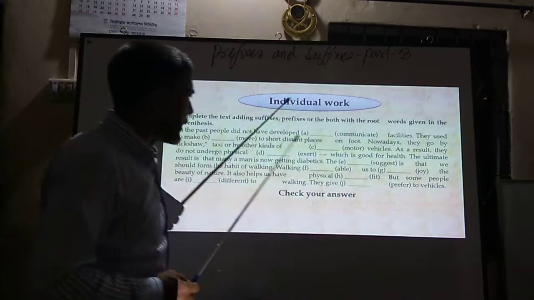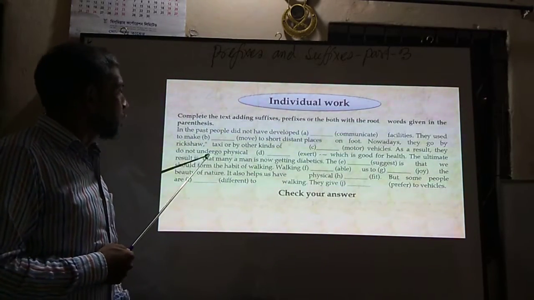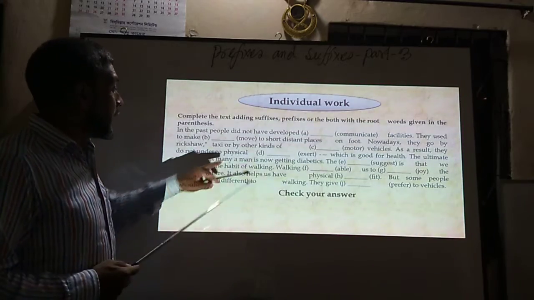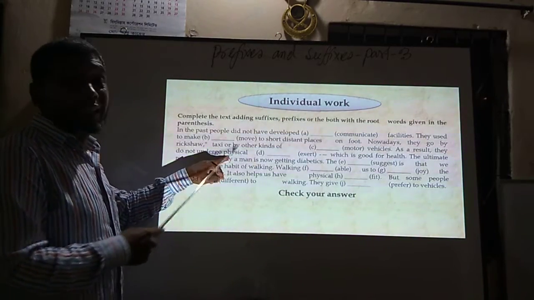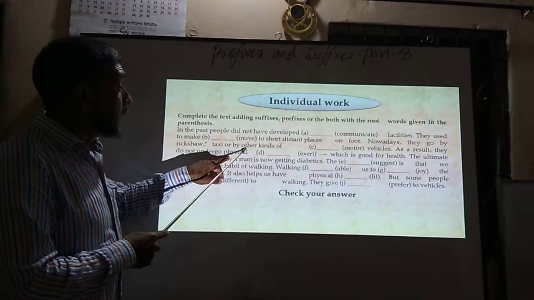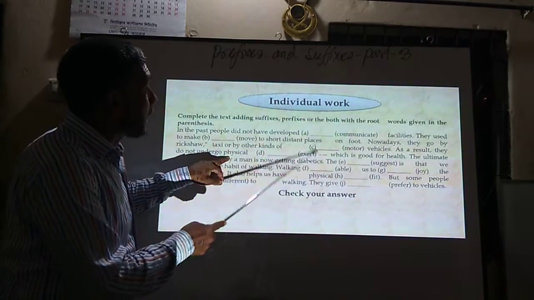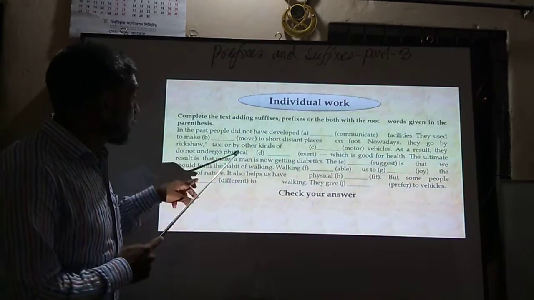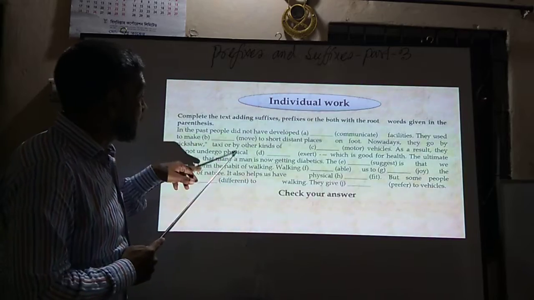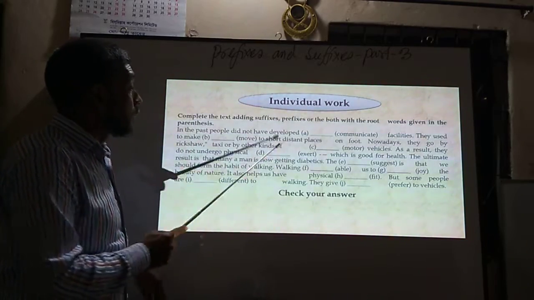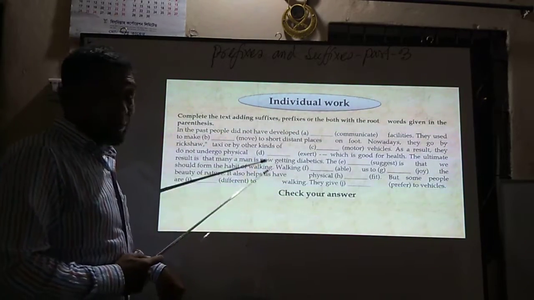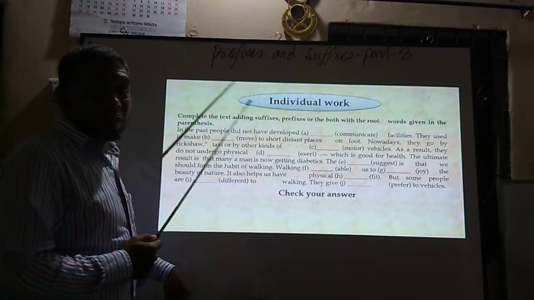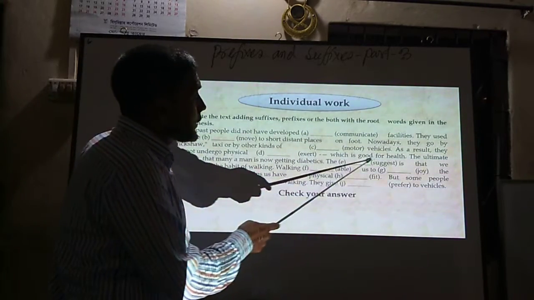So as a result, they do not undergo physical. So dear student, this is physical, meaning this is an adjective. After the adjective, the word will be a noun. So physical, dash, physical. So this is a noun. But the word is a verb, so we must make it a noun, which is good for health.